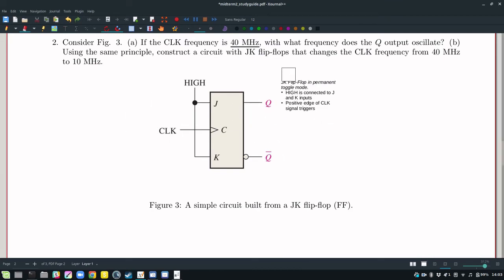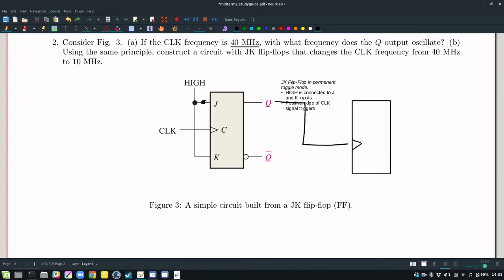So building off of what we currently have, let's take our Q and bring it down here. Don't worry about Q bar for the time being. Let's just have another JK flip-flop, and then we'll have that be triggered on positive edge. And then what if I connect my high output here? So I'm always going to have this toggle, J and then K. And this is my clock in, and here's my Q output.